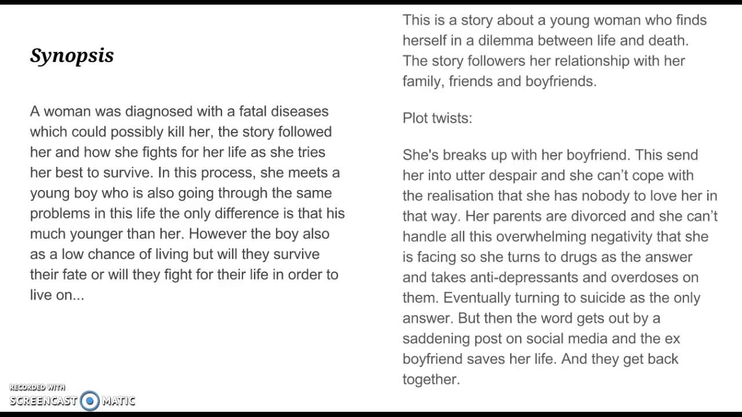And the crazy plot twist is she breaks up with her boyfriend, which sends her into an utter despair, and she can't cope with it. The realization that she has nobody to love her in that way anymore. Her parents are divorced as well, and they are doing their own things, meaning they're very strong individuals who like to stay independent, which means they do not get to see her as much as they should. Her mother tries, but her father doesn't really find it like a mandatory thing since she's old enough to take care of herself.